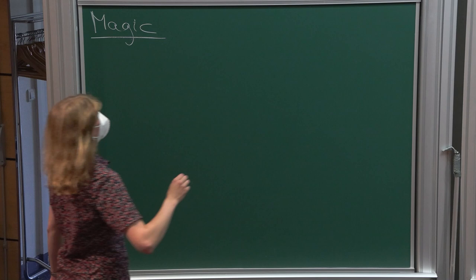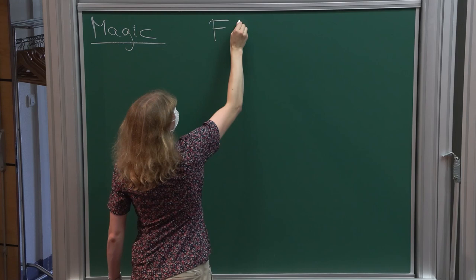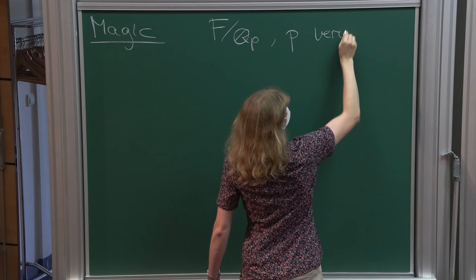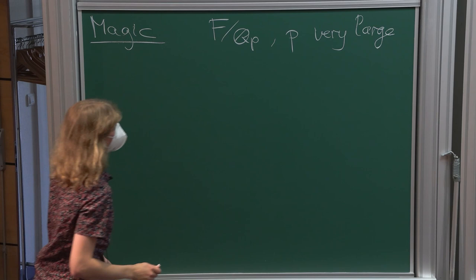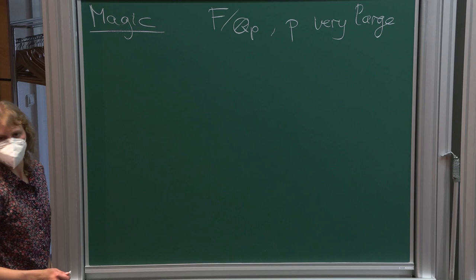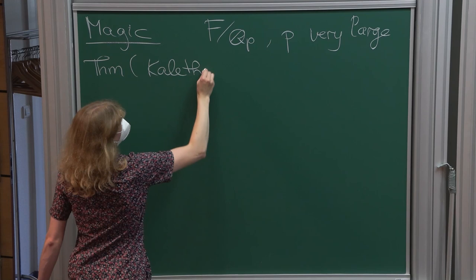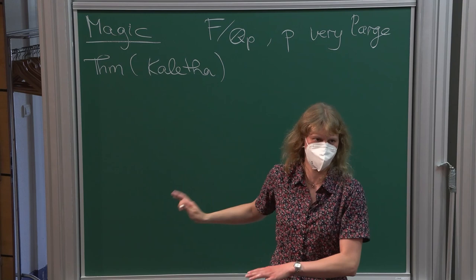Well, so here comes the magic. Let's now move to the p-adic world. So let F be a finite extension of Q_p. Let p be very large. Later I will make things more precise than very large, but for now, very large so that we have an exponential map. So we are now in the p-adic world. And then the theorem, let me put down Kaletha's name, but of course, as often in math, this rests on a lot of work of other mathematicians that I will introduce throughout the lecture series.